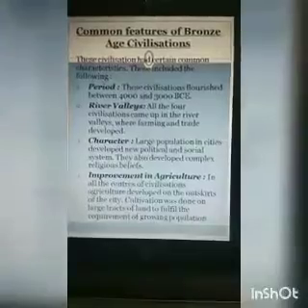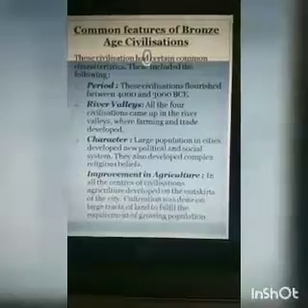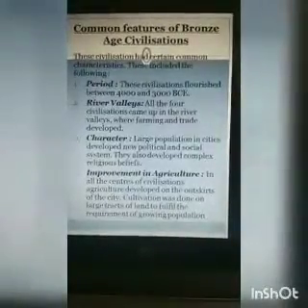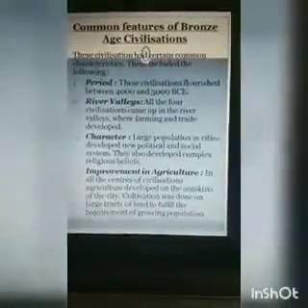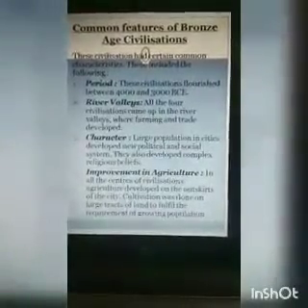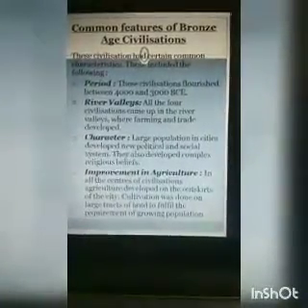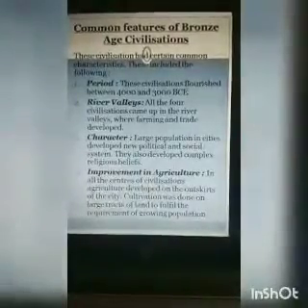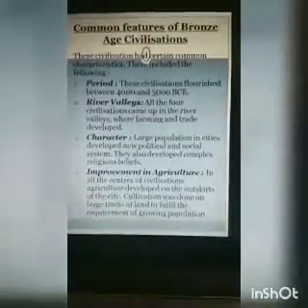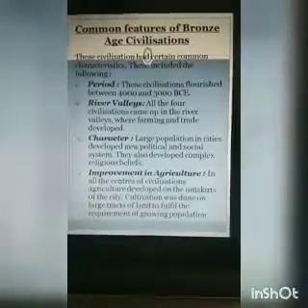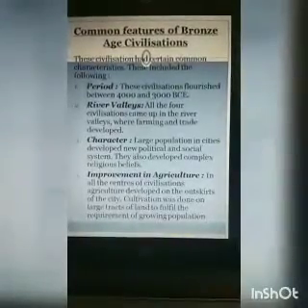The third one is character. Large populations in cities developed new political and social systems. They also developed complex religious beliefs. The fourth one is improvement in agriculture. In all the centers of civilization, agriculture developed on the outskirts of cities. Outskirts is the word which describes the outer area of the city. Cultivation was done on large tracts of land to fulfill the requirements of the growing population.